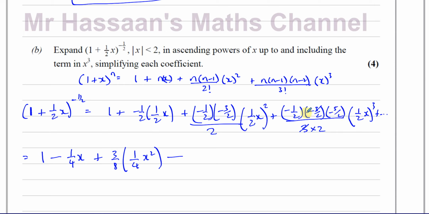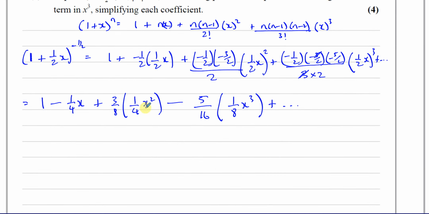Okay, so we've got a negative term. That 3 is cancelled with this 3. So we've got 5 over 2, 4, 8, 16. 5 over 16 times 1 over 2, a half x cubed, which is 1 over 8 x raised to the power of 3 plus... We finish there. Okay, so now we can simplify everything.